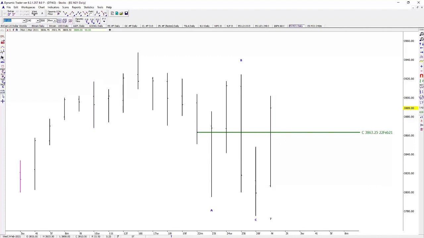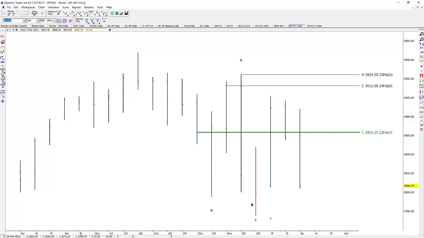The wave C in an ABC correction would only be confirmed following a close above 39.1250 and a trade above 39.2450. That's the confirmation that a correction is complete. Let's add some bars on this chart. So we've had a potential ABC, an advance. We've now had a correction.